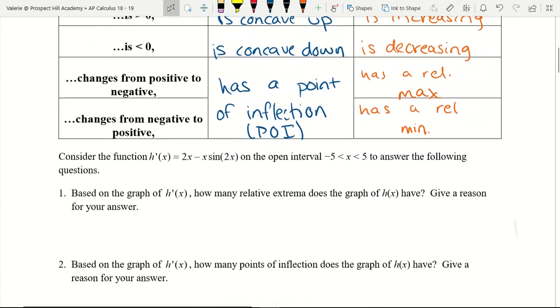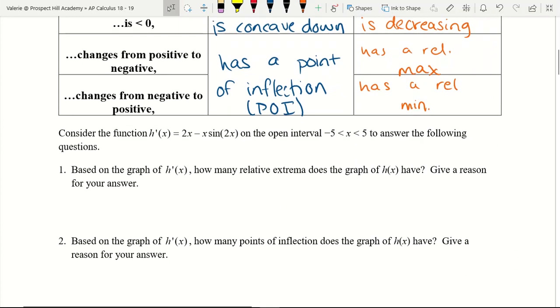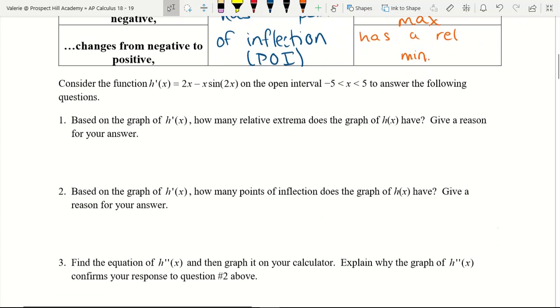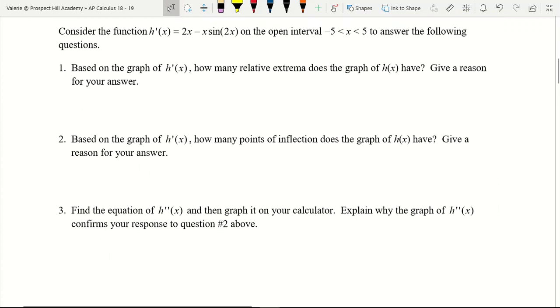Now we're going to consider the function h prime of x equals 2x minus x sine 2x on the open interval negative 5 to 5 to answer the following questions. To do this problem, you want to first plug that equation into your calculator and graph it to see what the graph looks like. The first question is, based on the graph of h prime of x, how many relative extrema does the graph of h of x have? Give a reason for your answer.